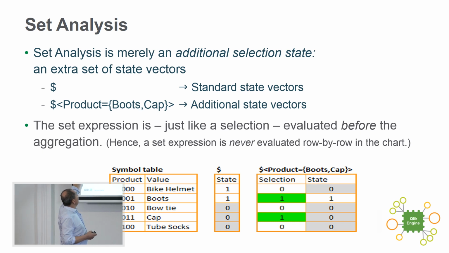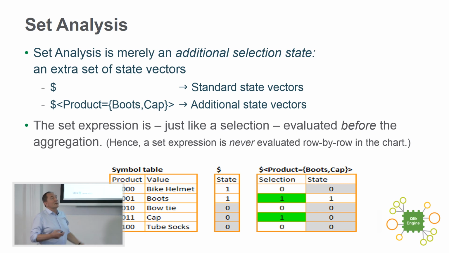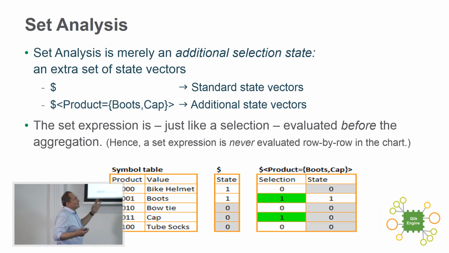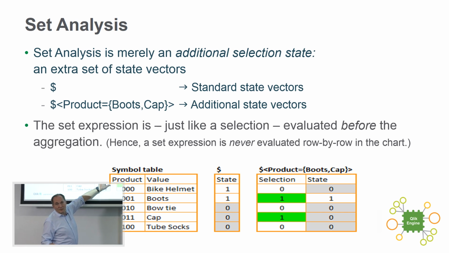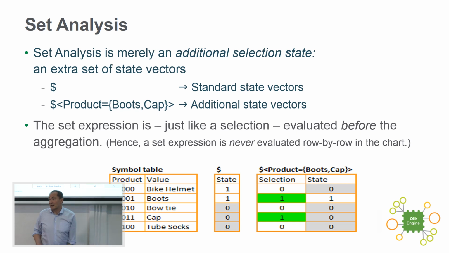So if I use $, or no set expression at all, then I will use the standard state vectors. And if I use a set expression like this one, where I demand that products should be either boots or cap, then I use the additional state vectors, not the standard ones. So then it looks like this. I still have my product table, I still have my state vector from my selection, but in addition I have state vectors for the set analysis.